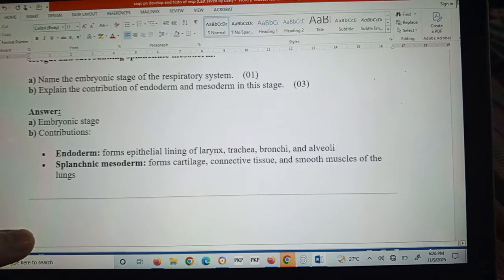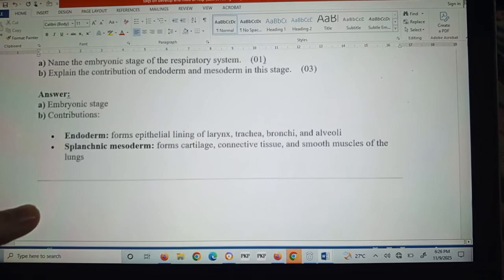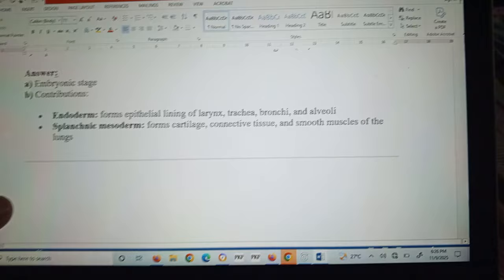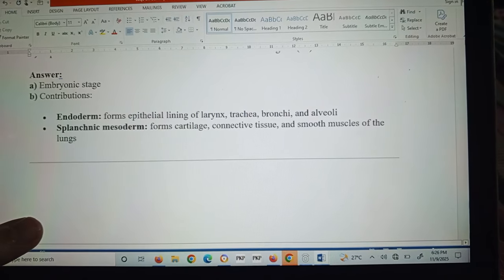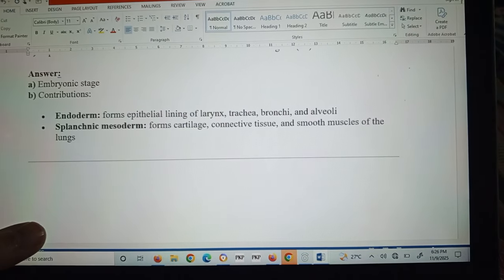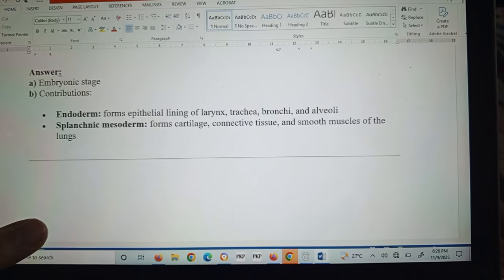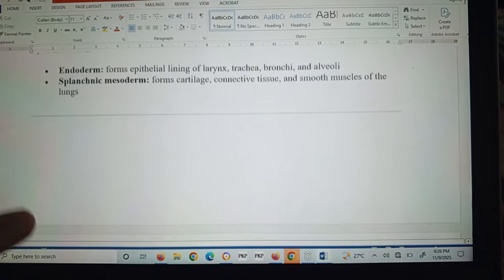This is the embryonic stage. Endoderm forms the epithelial lining of the larynx, trachea, bronchi, and alveoli, and splanchnic mesoderm forms the cartilage, connective tissue, and smooth muscles of the lungs.